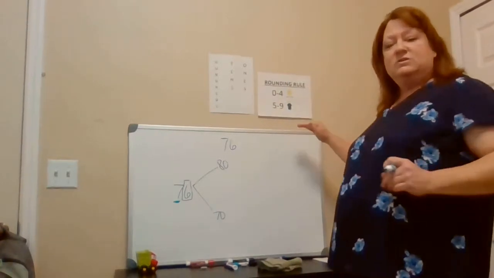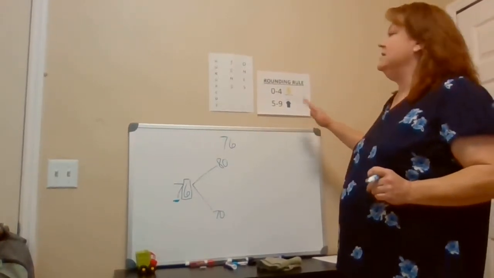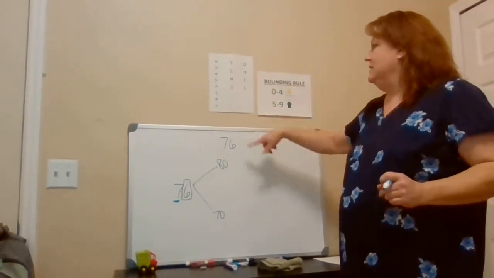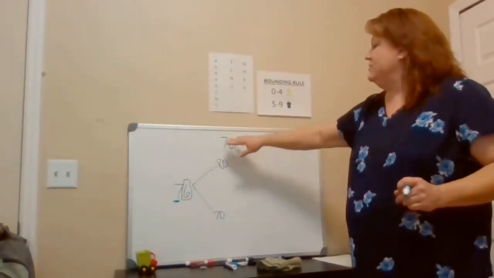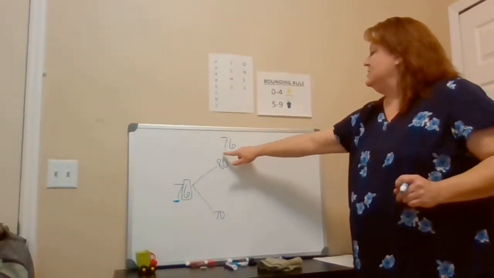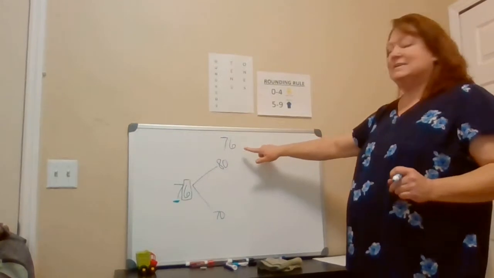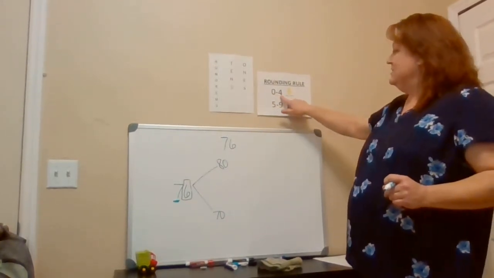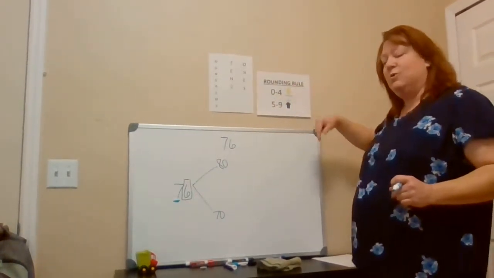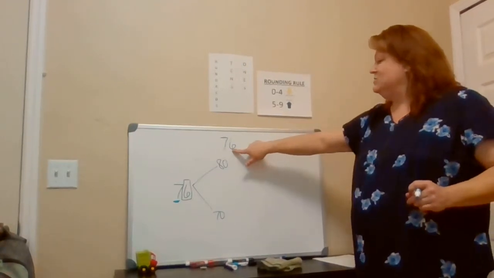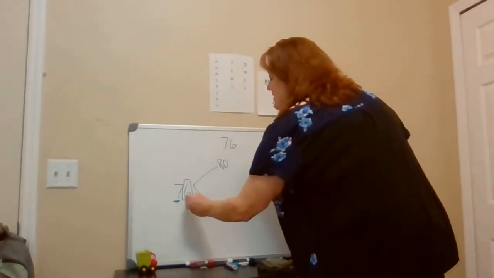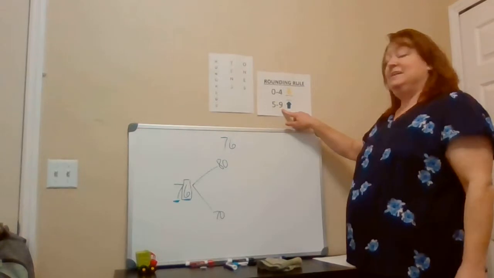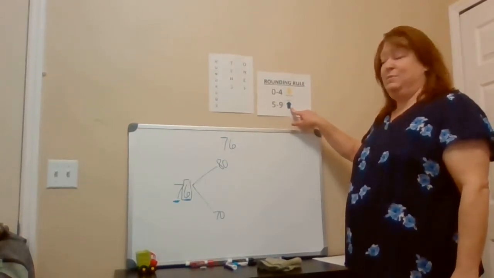is if the number directly to the right, and it doesn't matter what place you're rounding, if I'm rounding big numbers or if I'm just rounding my 10s, the number directly to the right is going to tell us: if it's 0 to 4, we're going to round down. But if this number directly to the right, right here, is 5 to 9, we're going to round up.